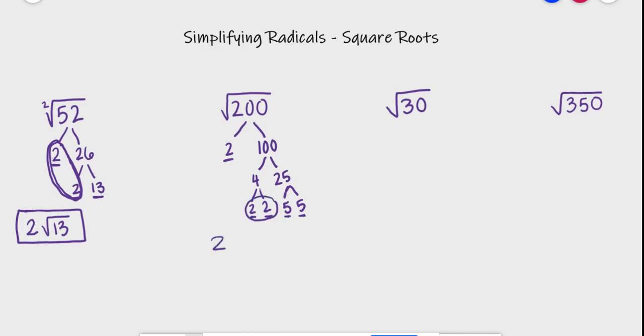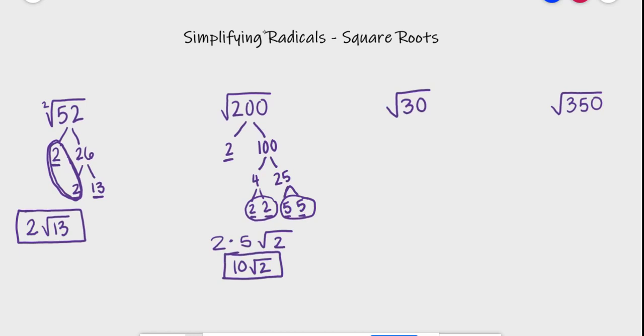It gets to come out of the radical. A group of 5's comes out of the radical, and it joins the 2 by multiplying. And then we have a lonely 2 up here that has to stay in the radical. So we have 10 square root 2 as our final simplified answer.